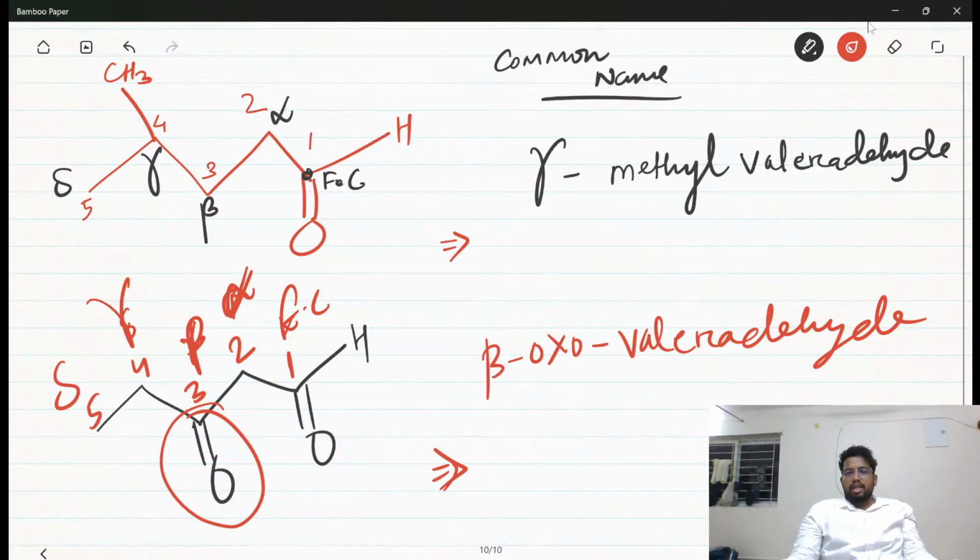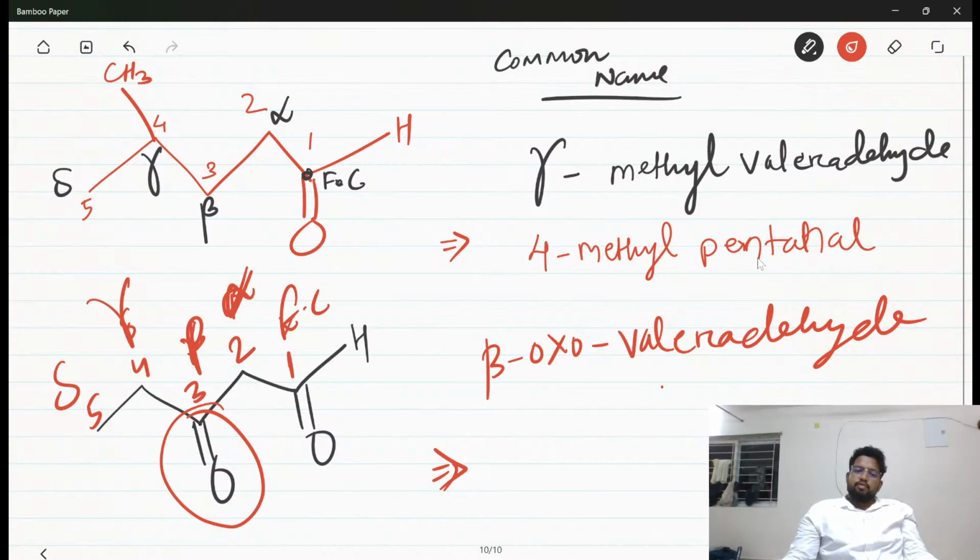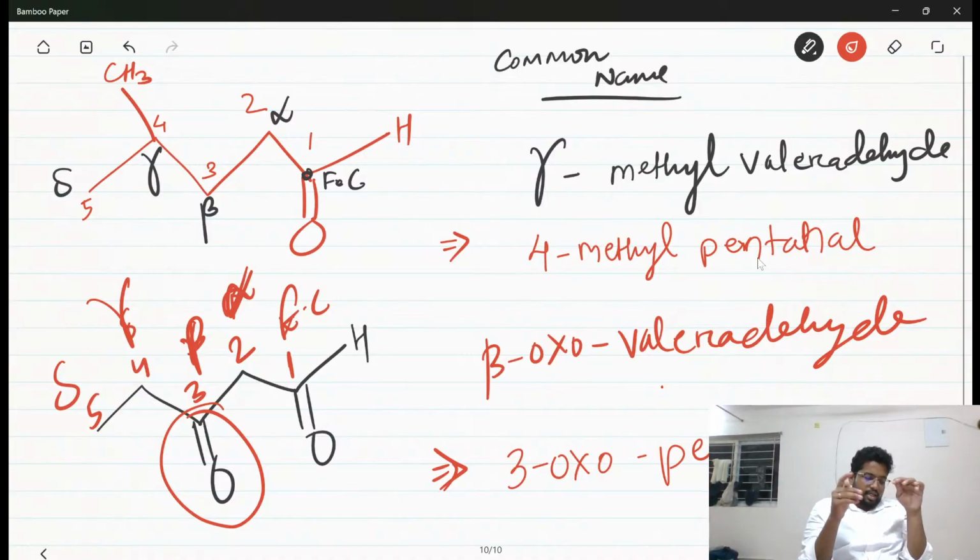The IUPAC name of the methyl one will be 4-methyl pentanal, whereas this one will be 3-oxo pentanal. 4-methyl pentanal, 3-oxo pentanal.